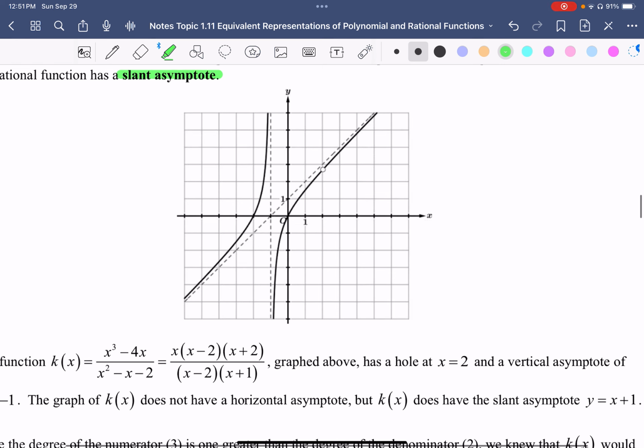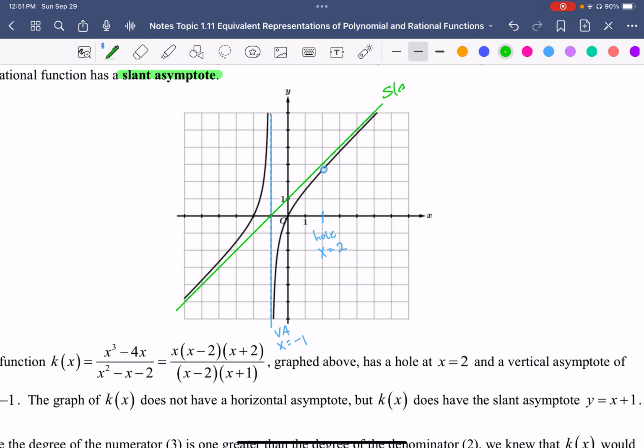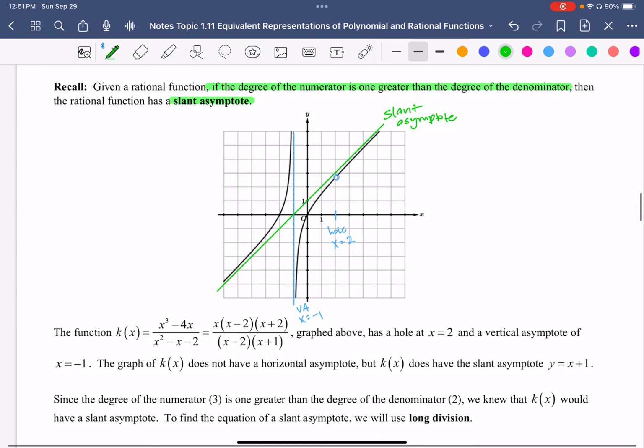So if you look at this example, we have things that we've been talking about. We have a vertical asymptote at x equals -1. We have a hole at x equals 2. And what we don't have is a horizontal asymptote. Horizontal asymptotes look like this. Notice that on this one, what we do have is a slant asymptote, which literally looks like a diagonal line. So we have a slant asymptote here. Okay, so that's what they look like.